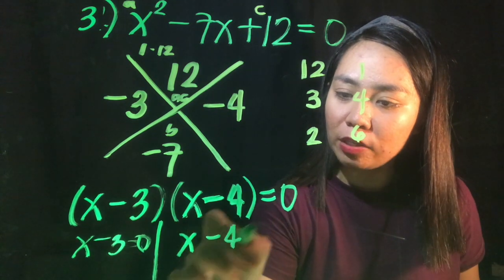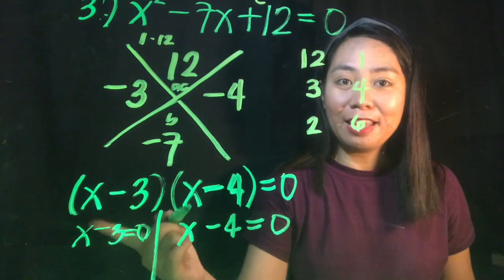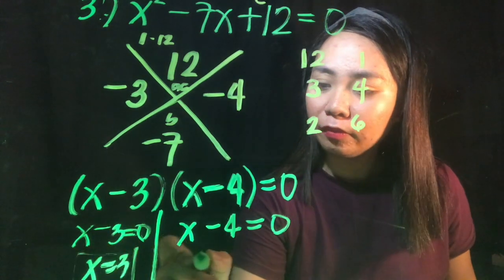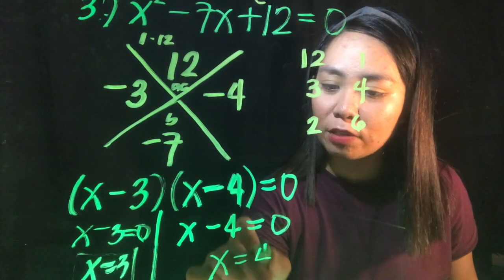Equate both with 0. And then, solve the value. So, you now have your x equals 3. And on the other side, x equals 4.